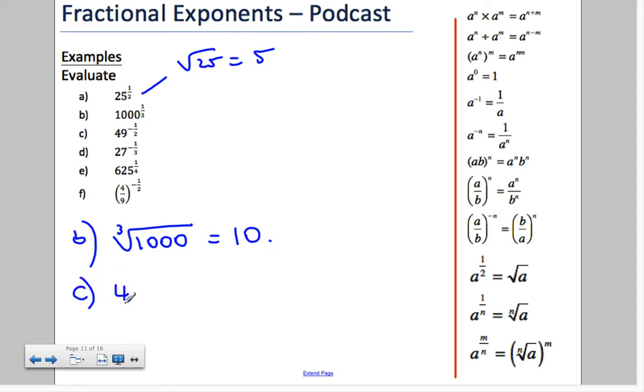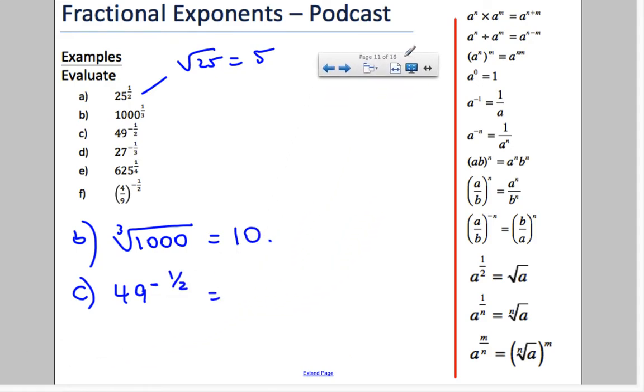C, now here I've got several things going on, so let's take a little bit more time with this one. I've got a minus to deal with and I've got the half to deal with. Let's try and find 49 to the power of a half. Make sure you write it down so that the reader knows what's going on. Forget the minus for a minute, let's just do 49 to the power of a half. By this rule, that is the square root of 49, and the square root of 49 is 7. So 49 to the power of a half is 7, but I still need to deal with the minus.